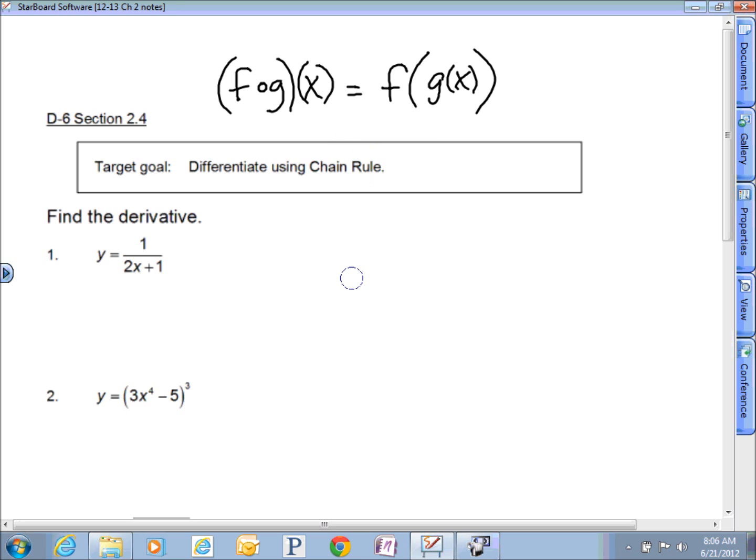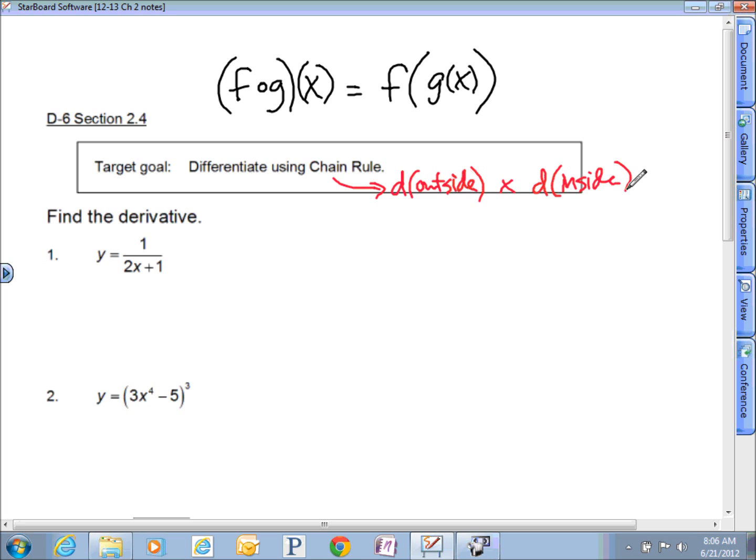So if we need to use this chain rule, again, what we're looking for is a function inside of another function. So what we really do with chain rule is we take the derivative of the outside times the derivative of the inside is really what it comes down to. Derivative of the outside times the derivative of the inside. Well, what does that mean?